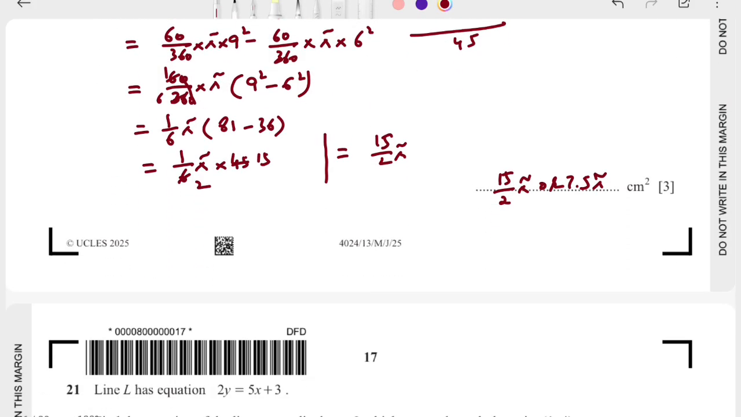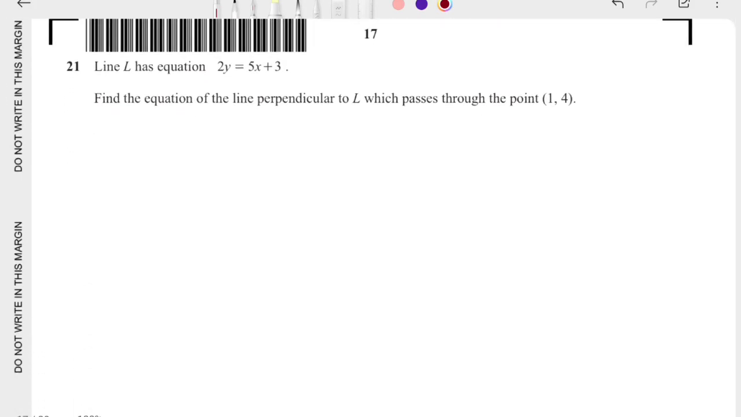Next question. Line L has equation 2y is equal to 5x plus 3. Find the equation, that is y is equal to mx plus c, of the line perpendicular to L. It means that the slope of one line multiplied by the slope of the other line is equal to -1, which passes through the point (1, 4), meaning substitution.